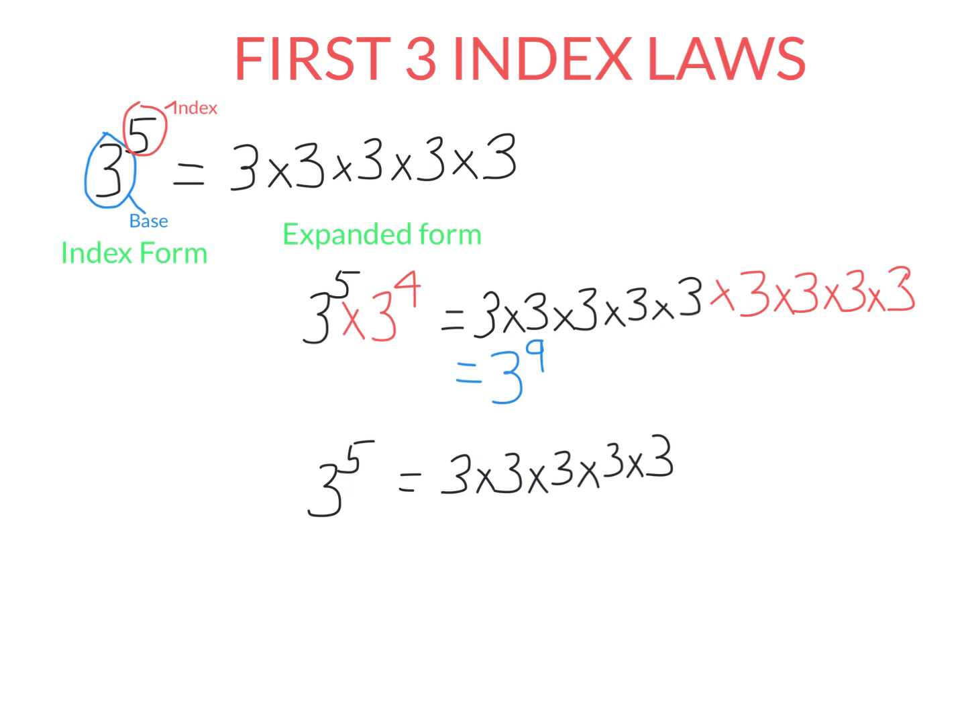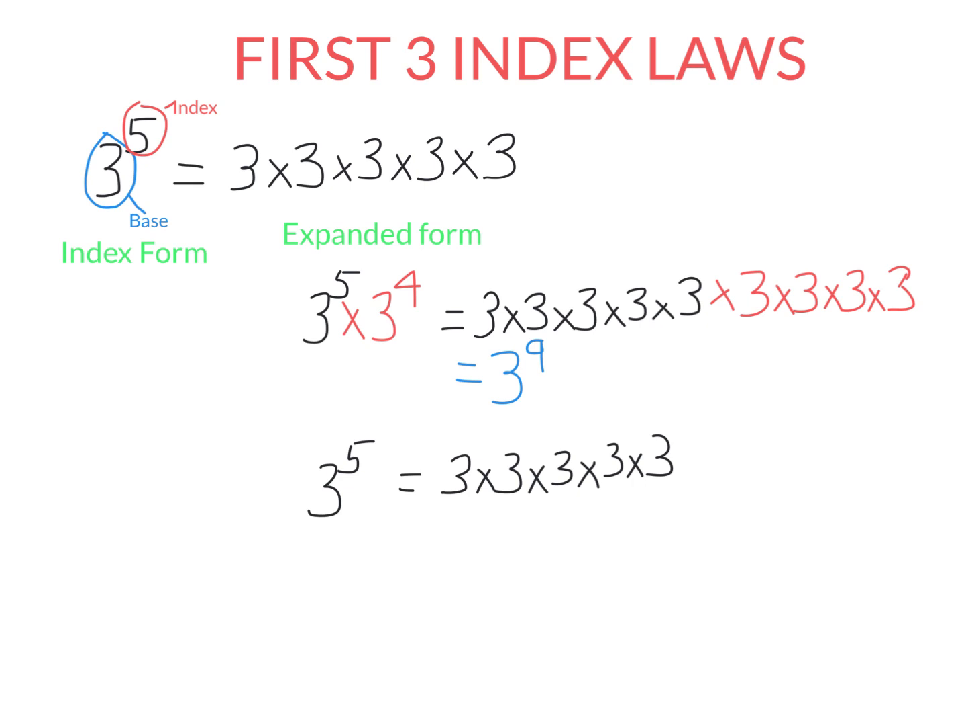So hopefully you can see that rather than write out this long expanded form, there's a quick way I could have arrived at my answer. If I have the same bases, so 3 is the base in both of them, I just add the indices. 5 plus 4 equals 9. So what about when dividing?